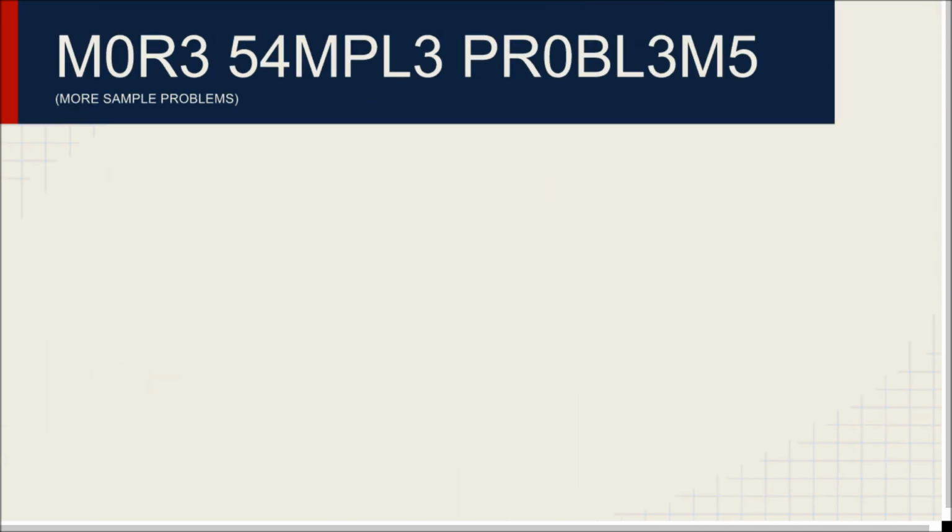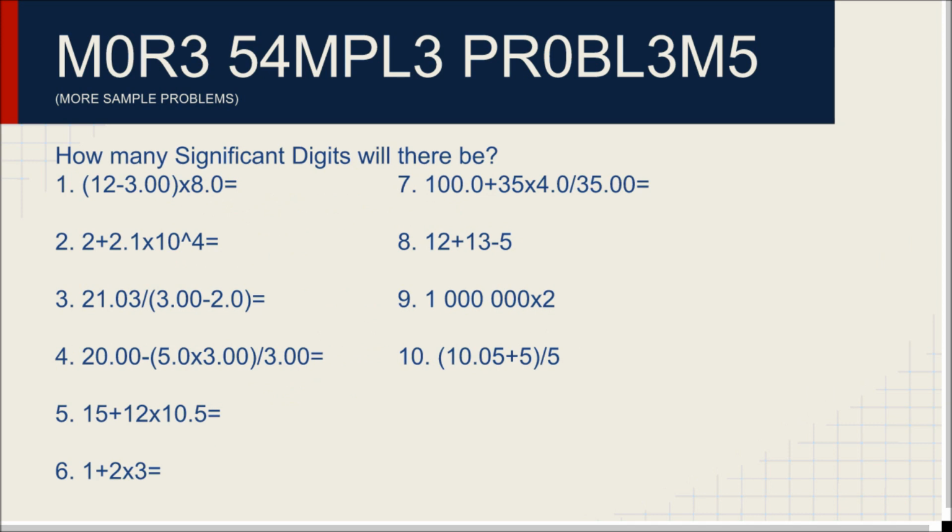Now, more sample problems, focusing more on multiple operations. So for the first one, the lowest number of significant digits was 2. So you got 72.